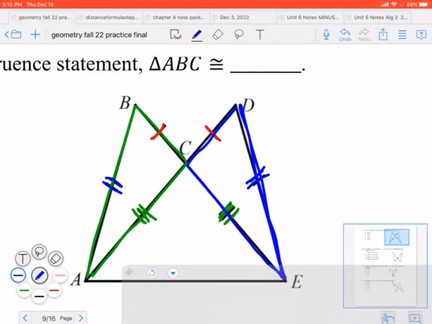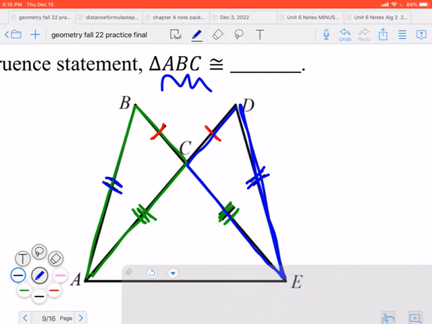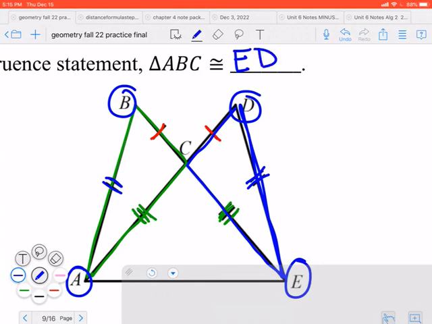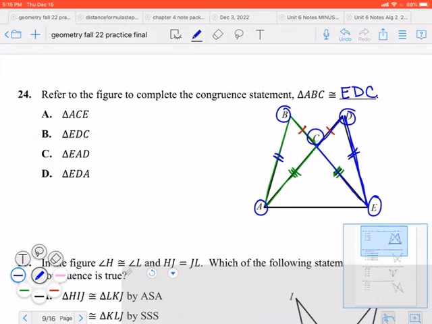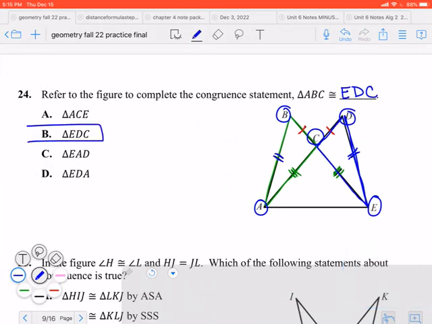So now we just have to say the letters of the blue triangle in the right order. A is congruent to E, corresponding and congruent. Next letter B. B is congruent to D, and C is congruent to itself. So E, D, C, letter B.